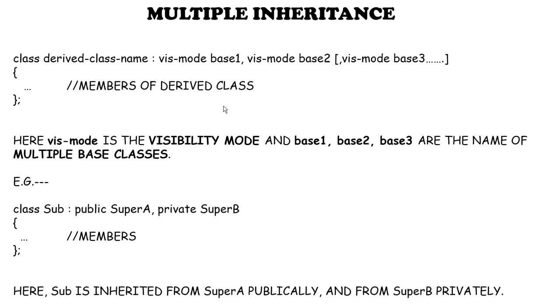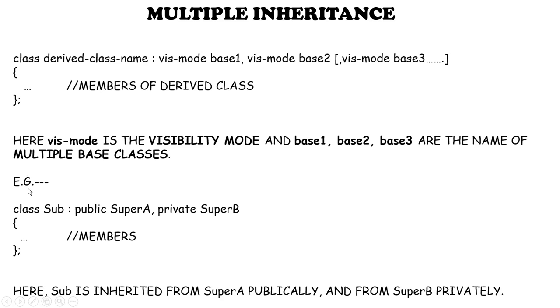Now here is the syntax for multiple inheritance. Just write the class keyword first, write the new class name, then write the colon here, then write the visibility mode for the first base class, because we will be having multiple base classes in this inheritance. Then give a comma and then write the visibility mode for the second base class, and then write the name of the second base class, and so on. Then write the member definitions. Okay, so here we have VIS mode as visibility mode, and so on.